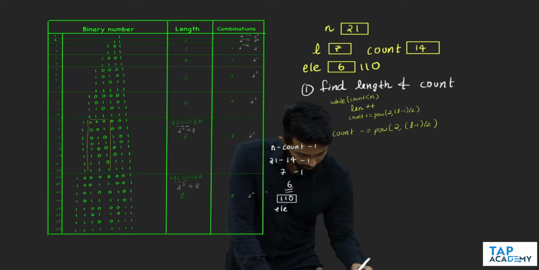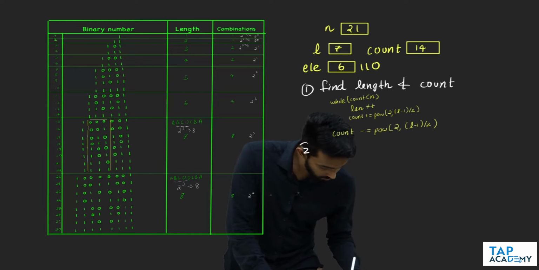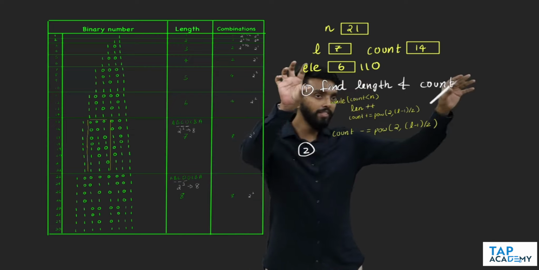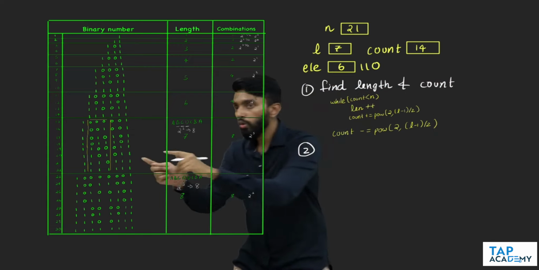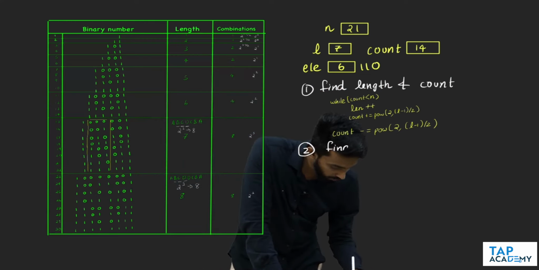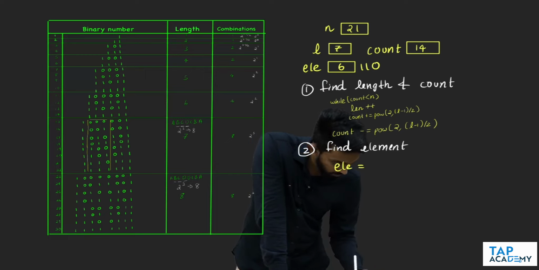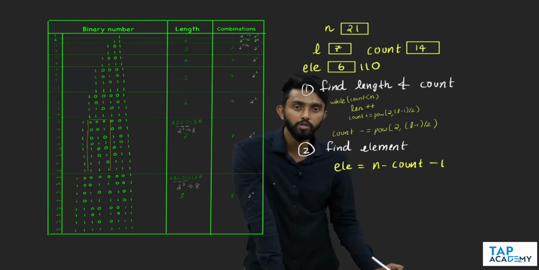Let me erase this also. You found length and count. Now, what is your second step? Think and answer. Your second step: length and count you got. Now from length and count, you want this combination, which we are calling the element. So you need to find the element. How will you find the element? Everybody knows. All you have to do to find the element is element is equal to n minus count minus 1. I have explained this also to you.